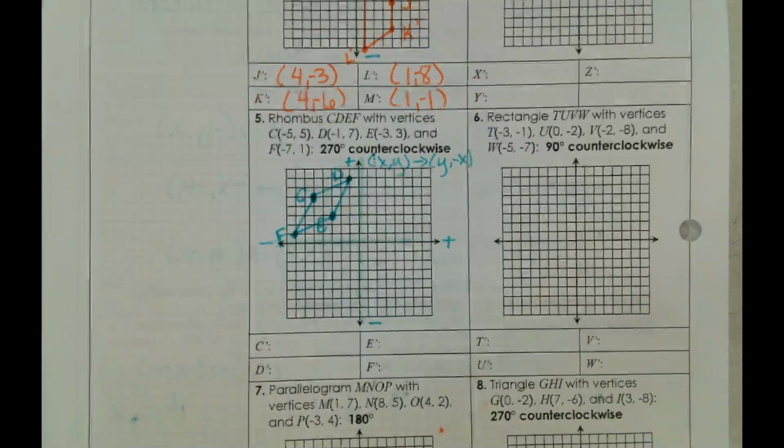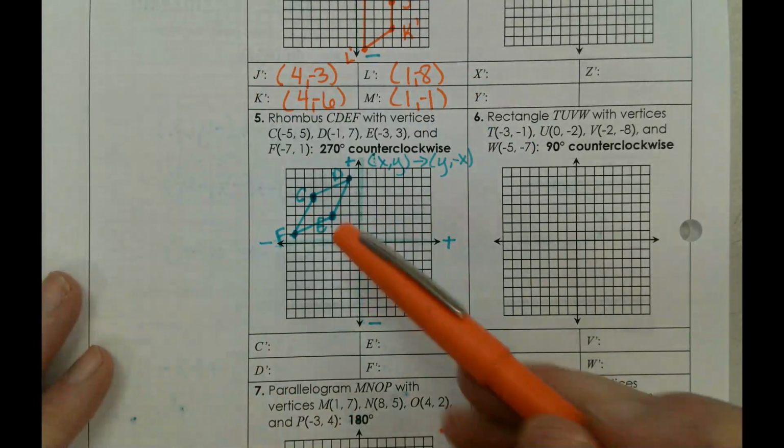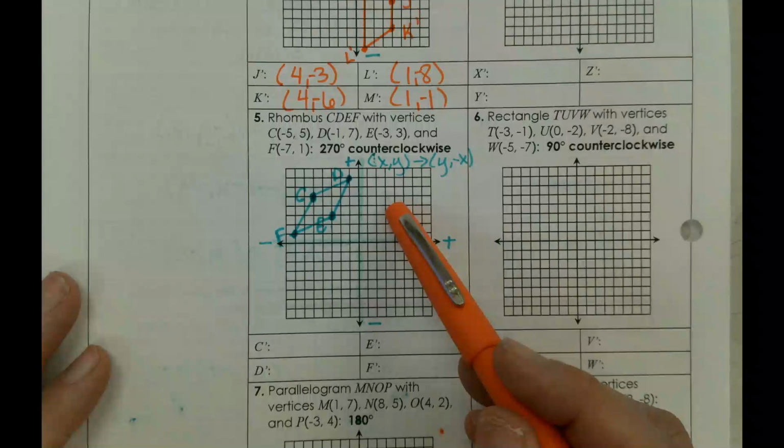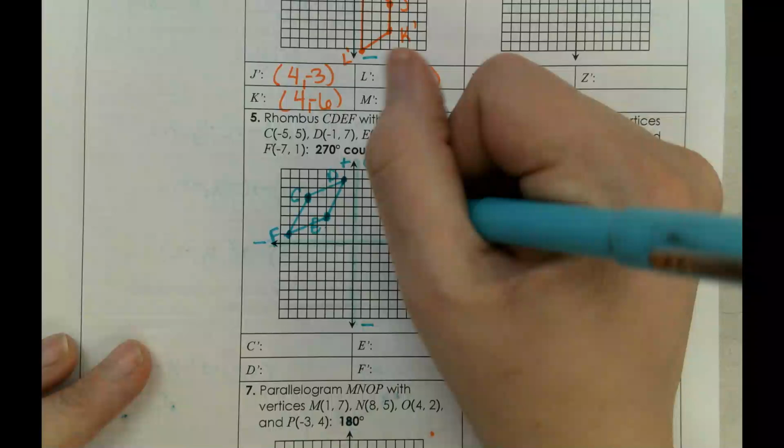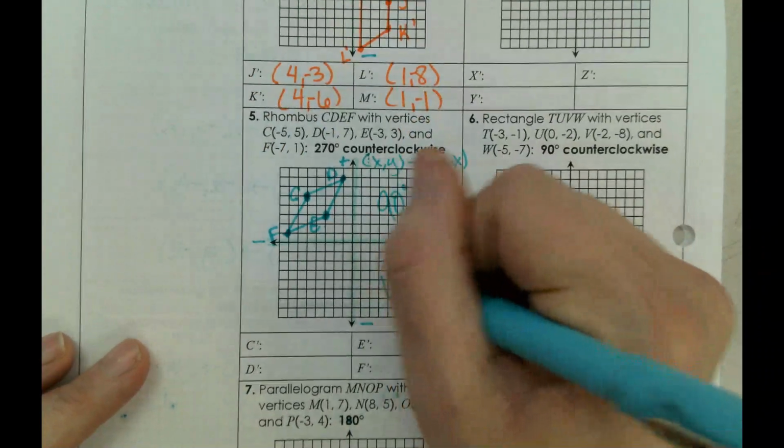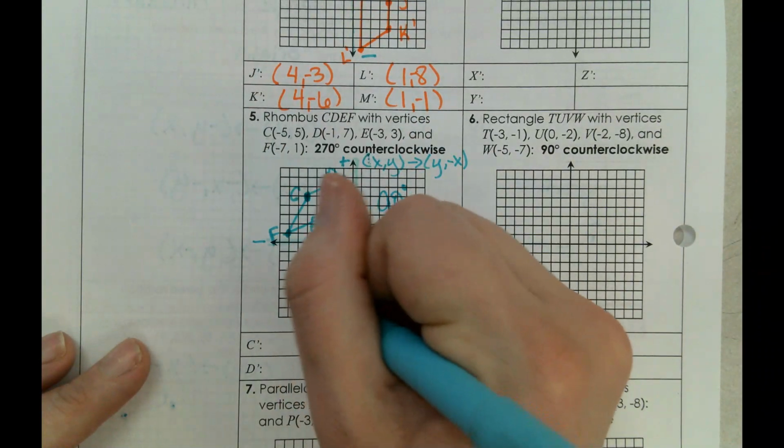So now let's visualize 270 degrees counterclockwise to the left. So this would be 90, 180, 270. Ooh, that's smart. I should put that. 90, 180, 270. So it should be over here.